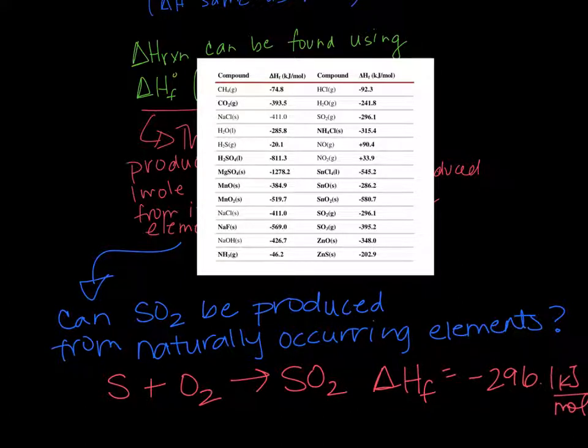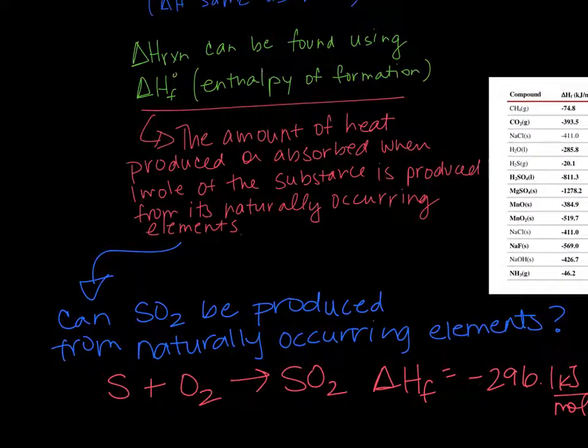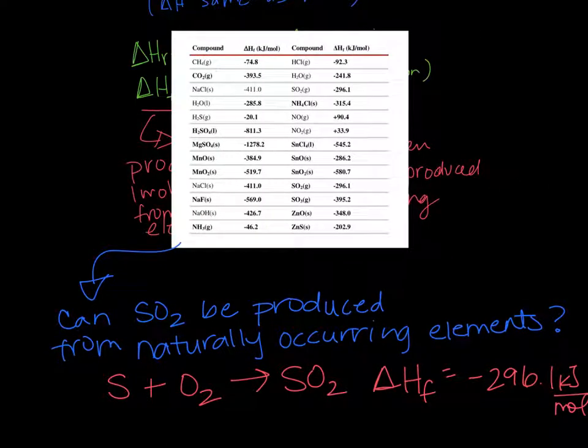I just want to remind you that in this explanation, it says when 1 mole of the substance is produced. So this makes 1 mole of SO2 from its naturally occurring elements, and the delta H of formation is negative 296.1 kilojoules per mole.